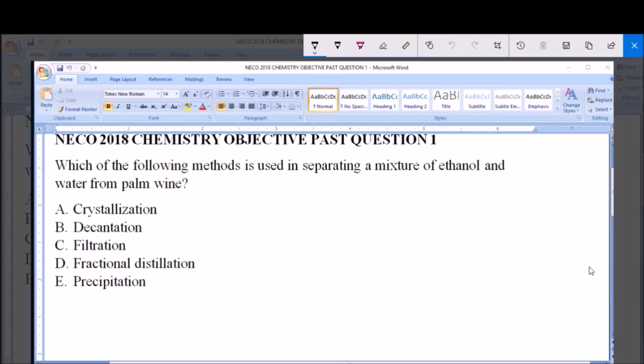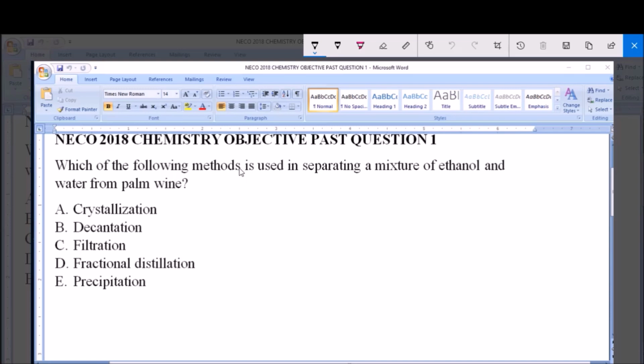Hello and welcome. I'm going to be answering NECO 2018 Chemistry Objective Past Question 1. Which of the following methods is used in separating a mixture of ethanol and water from palm wine? A. Crystallization, B. Decantation, C. Filtration, D. Fractional distillation, E. Precipitation. So you have a list here of some separation techniques amongst the options, and you are asked for the one which is best used in separating a mixture of ethanol and water from palm wine.